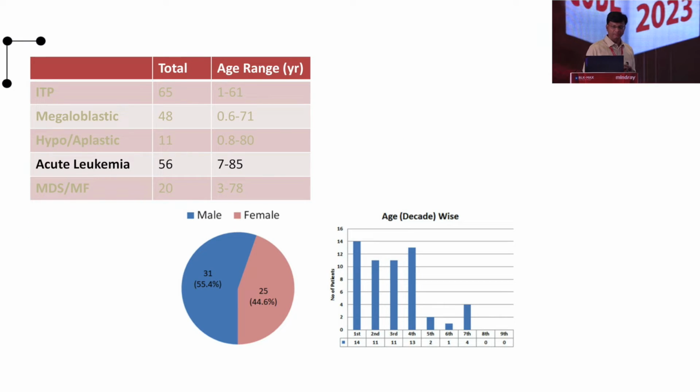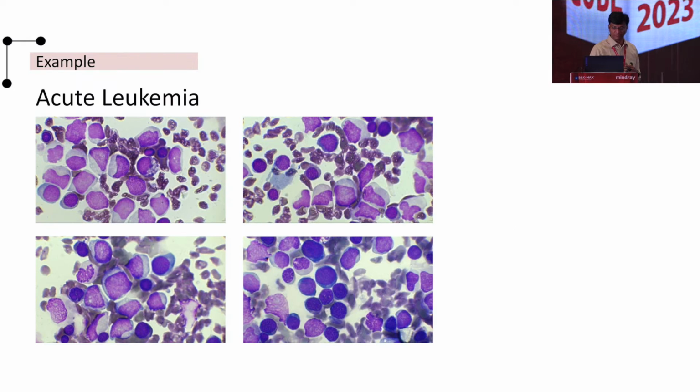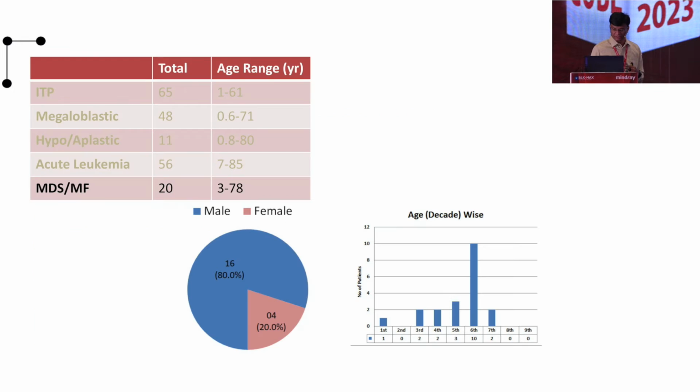In acute leukemia, we had around 56 cases, and these are the various blasts in the smears. In myelodysplastic syndrome and myelofibrosis, we had around 20 cases. Once we started doing the biopsies, a lot of cases were picked up.